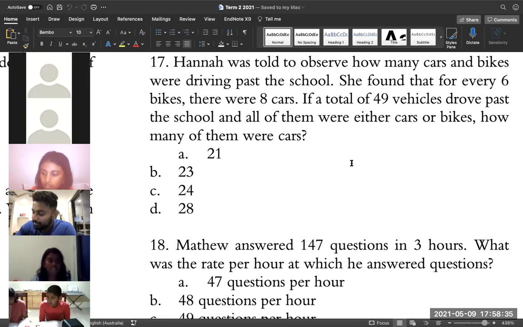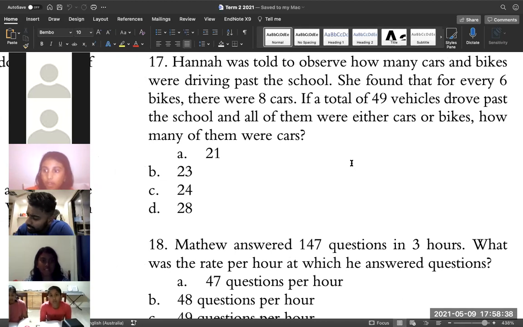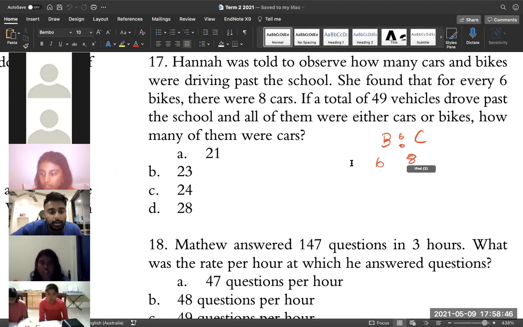All right. So what's the ratio of vehicles? There is bikes and cars, right? So for 6 bikes, there's 8 cars. Now, in ratios, you can usually simplify it and you can get the same answer. Simplifying just makes it easier. So can someone simplify this ratio for me?